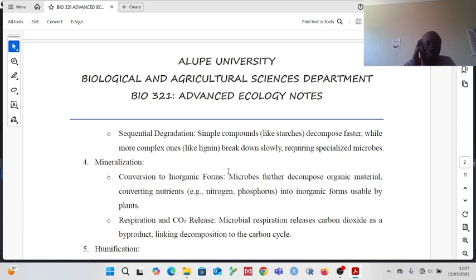So sequentially, these compounds will be broken down. Not all of them are broken down at once, but simpler ones, things like starch, will decompose faster. But more complex, tougher ones like lignin will take a bit more time. They will require more specialized microorganisms to be broken down. So the process of degradation happens in sequences. That's why we're calling it sequential degradation. Some will degrade very fast, but others will take a bit of time.